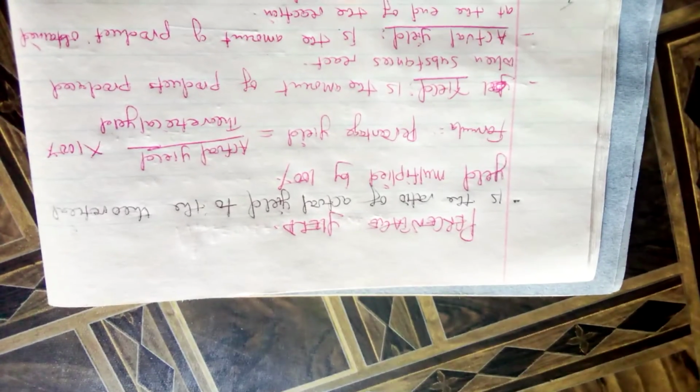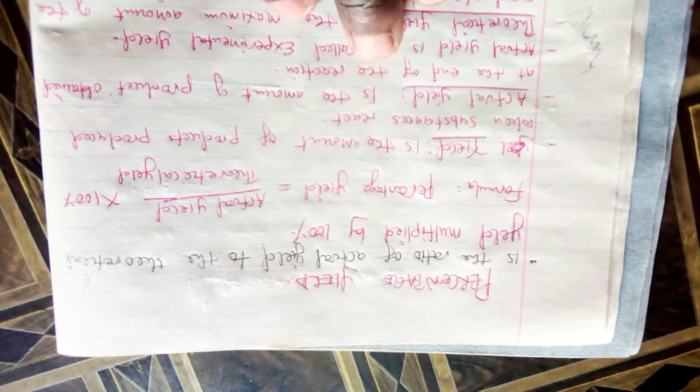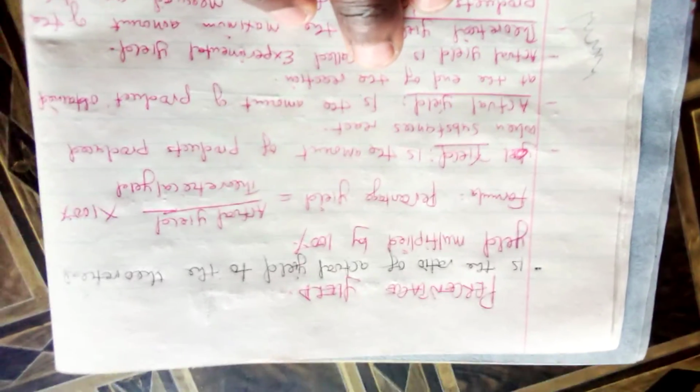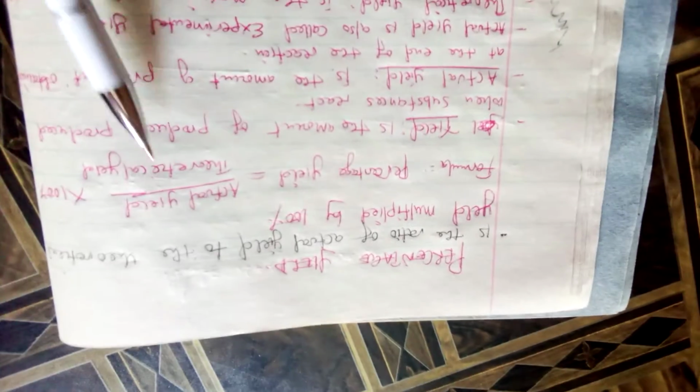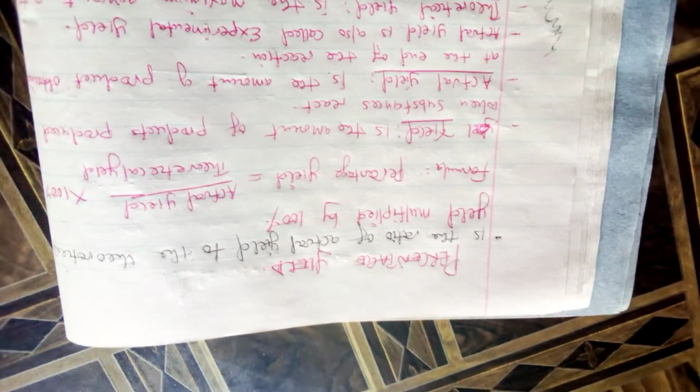All right, so we look at the last thing, percentage yield. What you should bear in mind is that when you're talking about percentage yield, we are talking about a ratio. It's the ratio of actual yield to theoretical yield multiplied by 100. So that's the formula for percentage yield: actual yield divided by theoretical yield times 100.